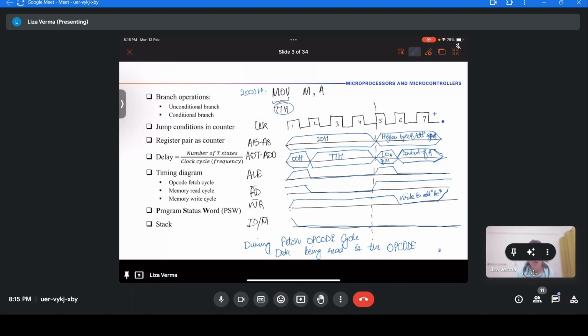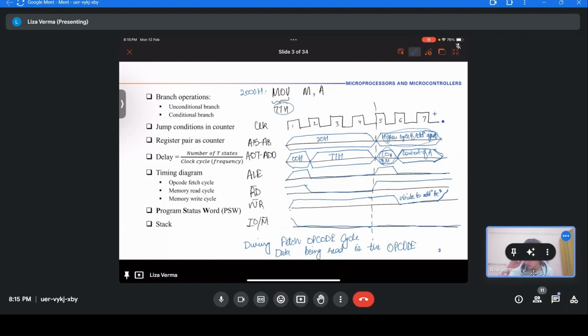Anyone else? Do you have any questions regarding the timing diagram? Ma'am, the higher byte of address is stored in the H register, and the lower order byte of the address is stored in the L register, right, ma'am? Yes. With respect to that, I could have written the content of H here and the content of L here. Okay, ma'am. Thank you.